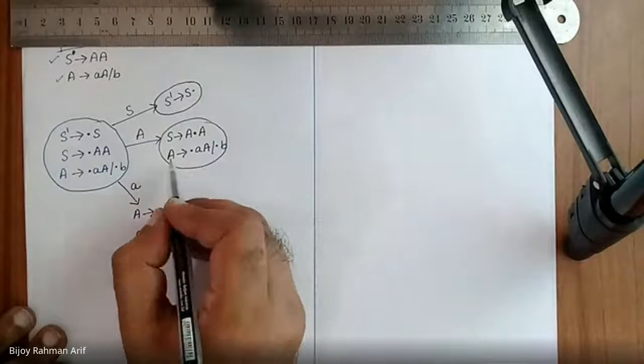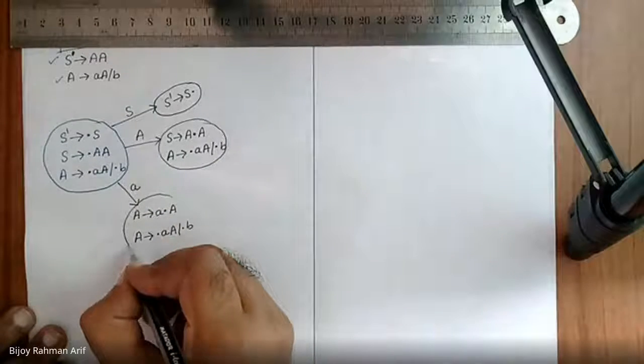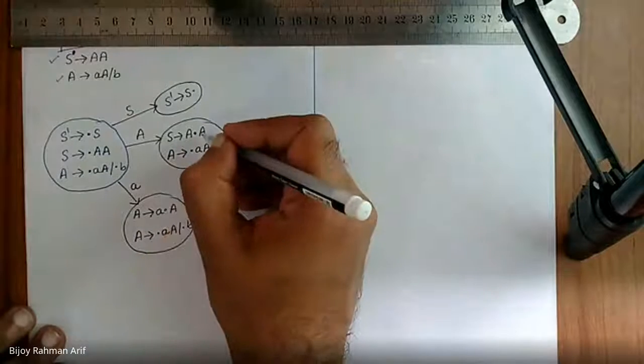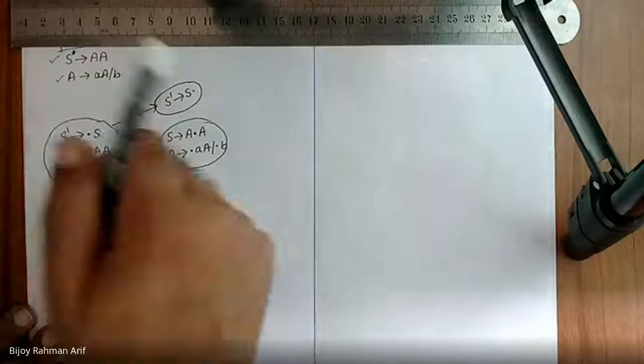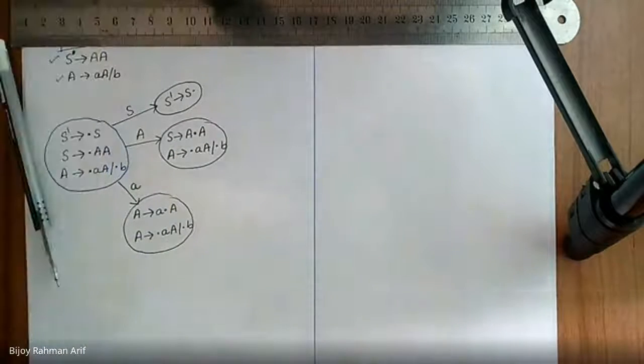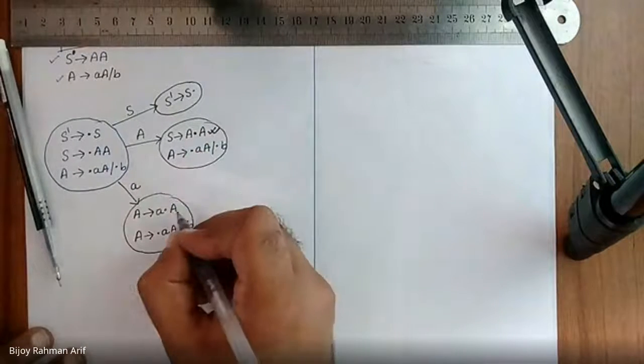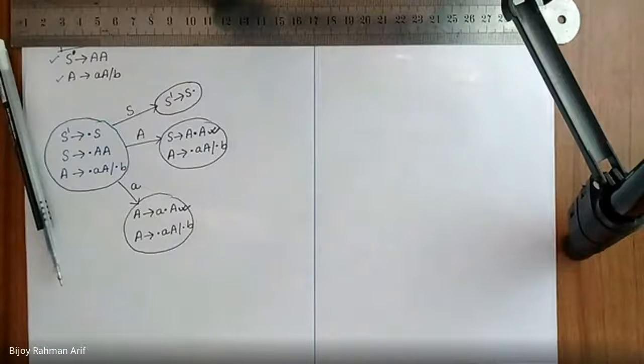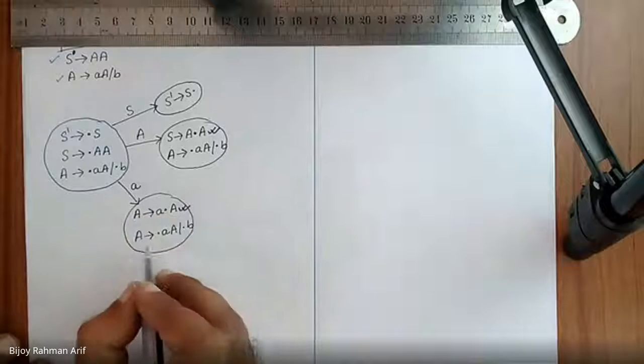You might say, sir, these two are the same. No, see, you have to think of both like a set. This item and this item are different. That's why it is called an item. As a state, they are different. They have some common part, but if you compare them as sets, these two states are different. Is it clear? Yes, sir.